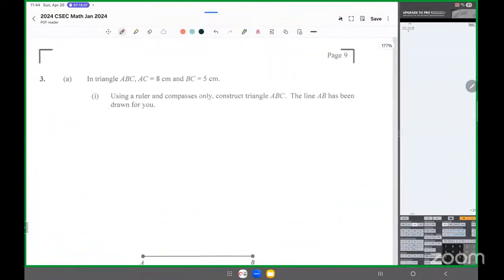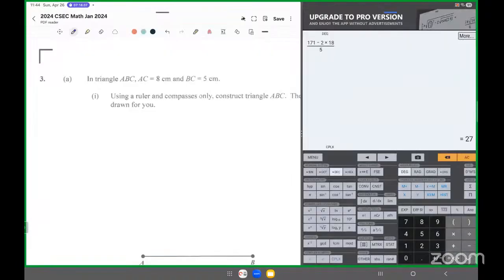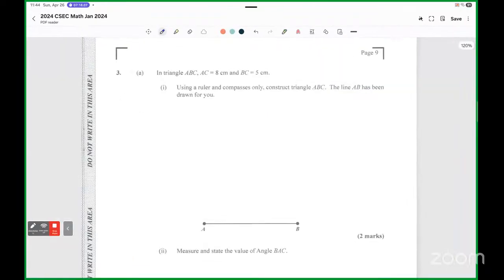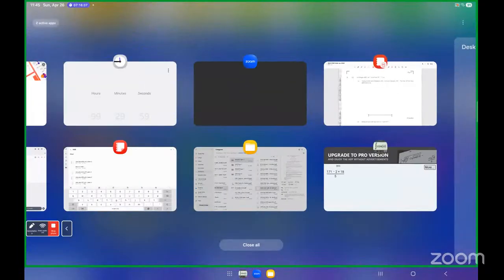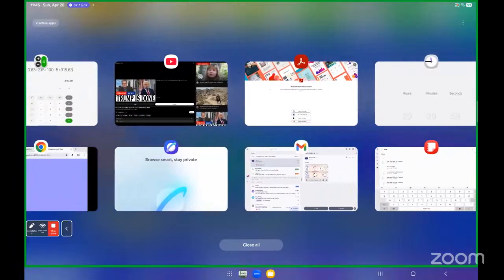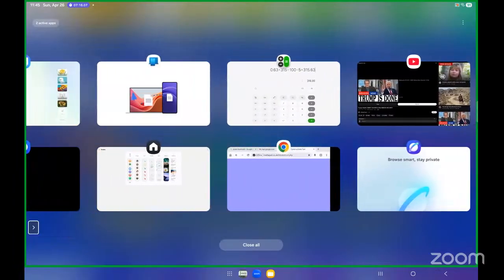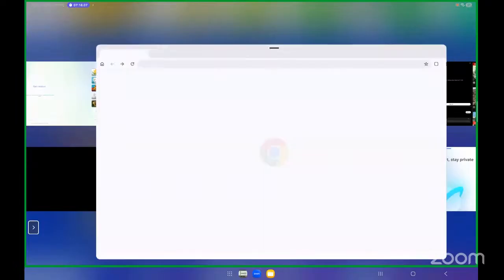Number 3 is a construction question. So let me see if I can bring up the construction thing. Where is it? Oh, right here.